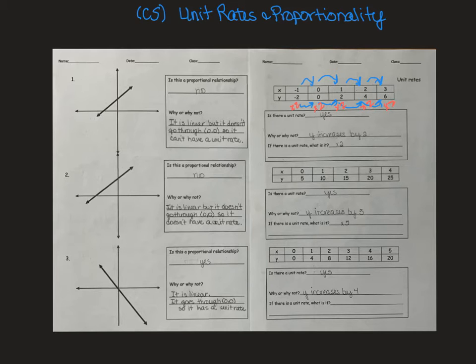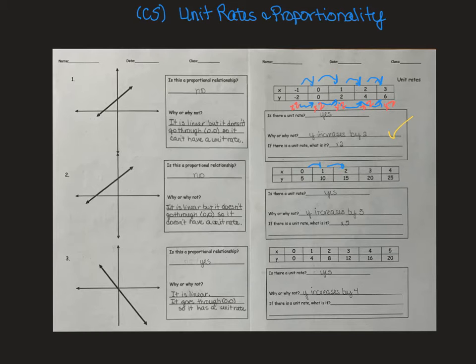It says, is there a unit rate? Yes. Why or why not? Because as x increases by 1, y increases by 2 every single time. And each time I'm taking an x and multiplying it by 2. So I know that there is a unit rate in that first one. So there we go. That is proportional.